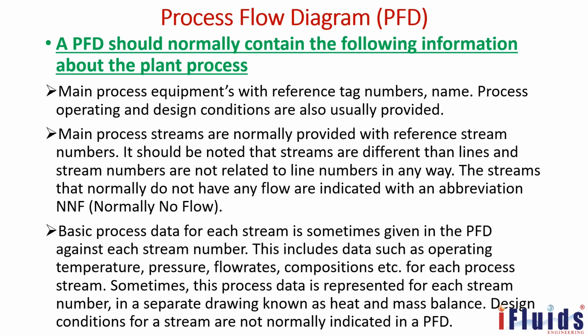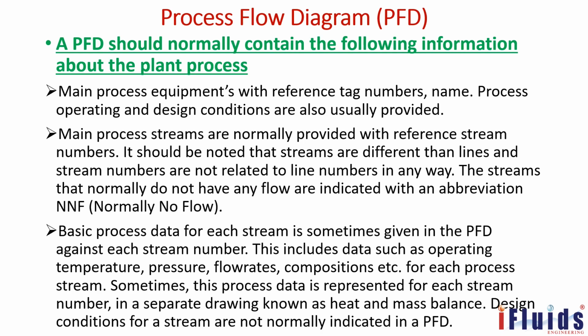If you go to the P&ID, process piping and instrumentation diagram, there will be a line number. But here the line number will not be there. Line number is different from the stream number. Stream number is different from the line number.